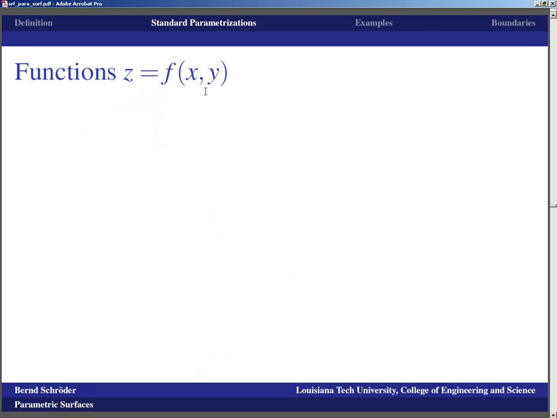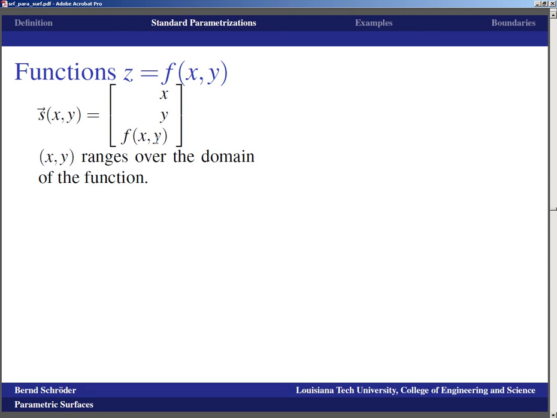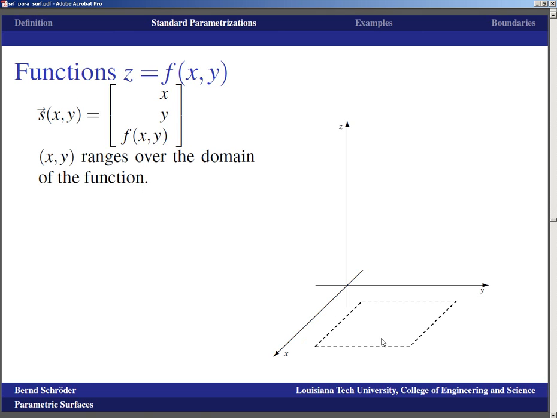We conclude with the simplest standard representation of parametric surfaces whatsoever, and that is a function z equals f of x, y. We can simply take the surface of x and y being (x, y, f(x, y)), where (x, y) ranges over the domain of the function, and that would give us, if we get a regular right-handed coordinate system x, y, z, we would still have the domain, and we would still have the function up here.